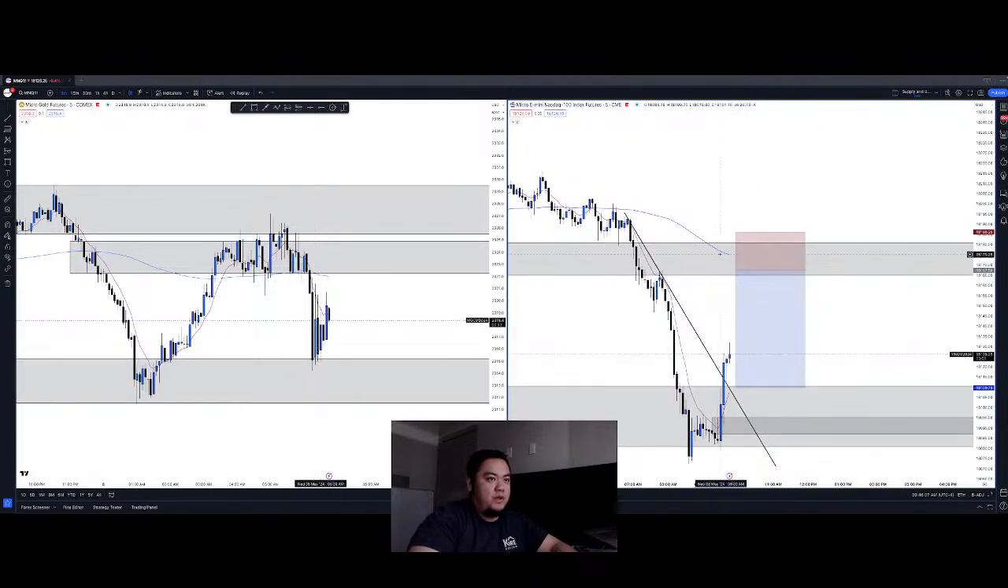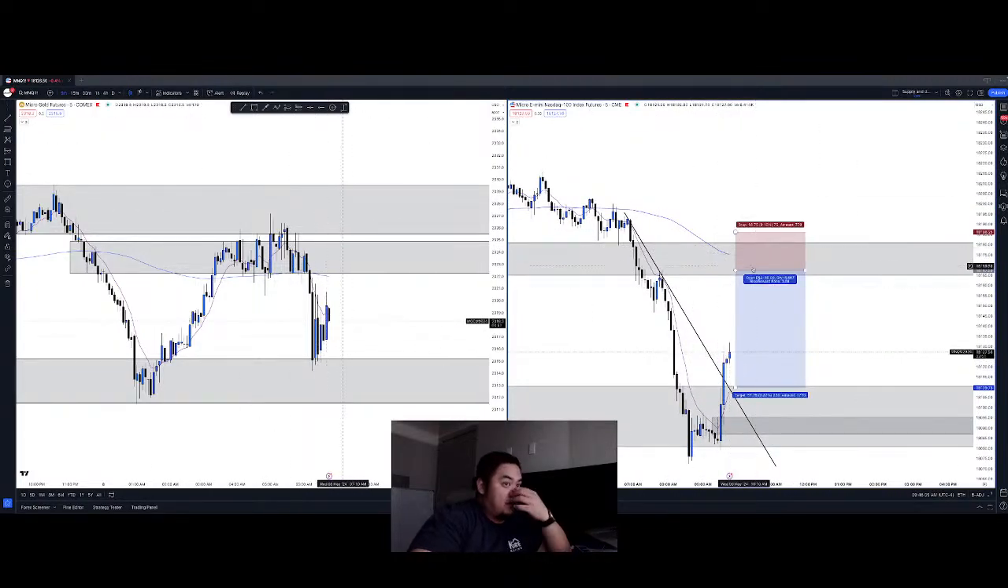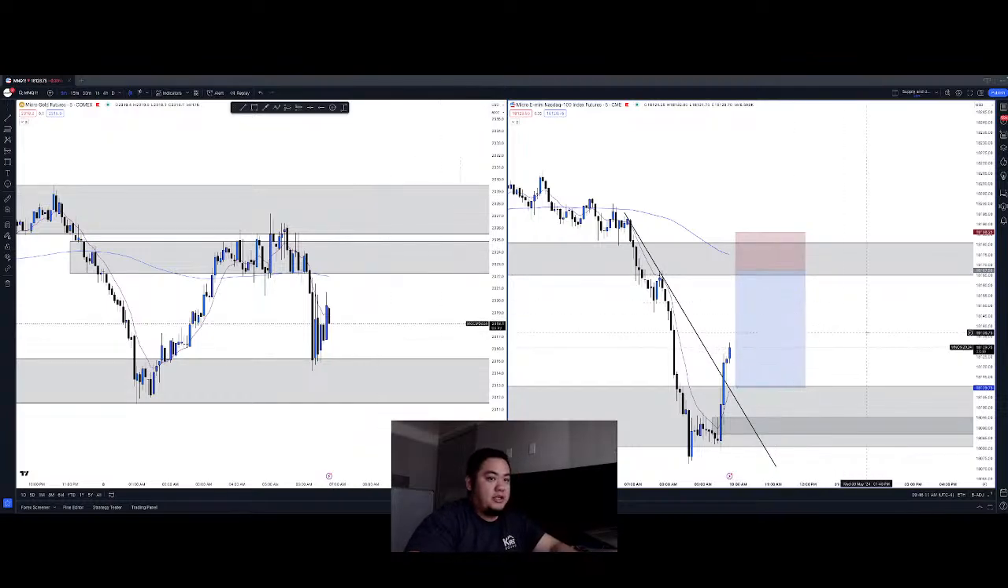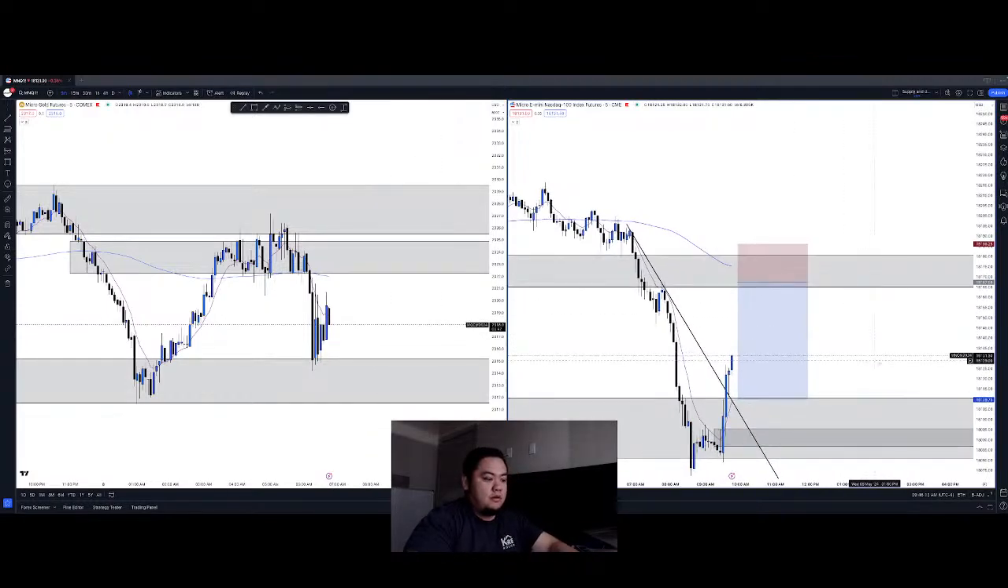But yeah, I like this NQ setup again with that 1 hour demand or 1 hour supply with the 200 EMA there. So I'll post it in the chat. Gold is coming back down also right now to the 5 minute demand right there. Oh, I see. It's tapping it.